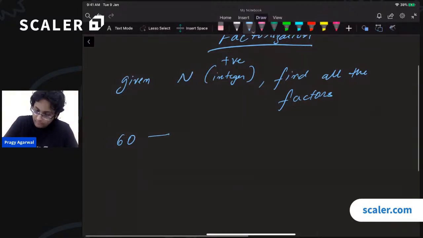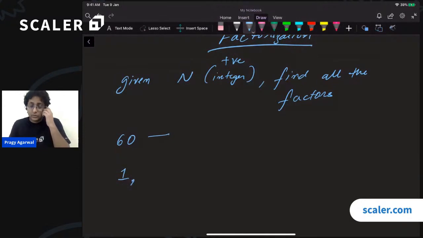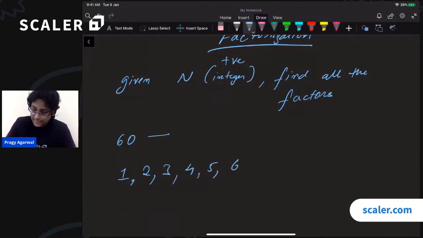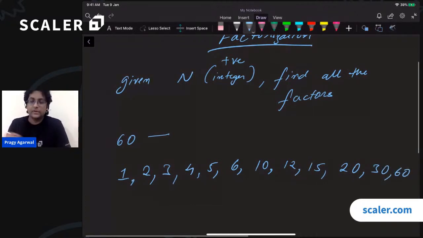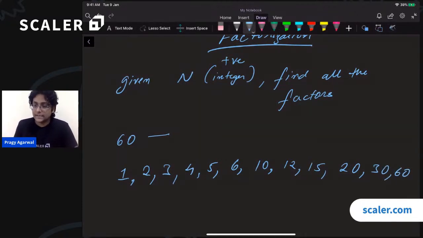So firstly, we have 1. Then does 2 divide 60? Yes, it does. So we have 2. Similarly, 3 divides 60. 4 also divides 60. 5 does, 6 does, 7 does not really divide 60. Now 8 also does not divide 60, neither does 9, 10 does. 10 definitely divides 60. After that, what numbers do we have? We have 12, then we have 15, then we have 20. What more? We have 30 and 60. So these are all the different factors of 60.